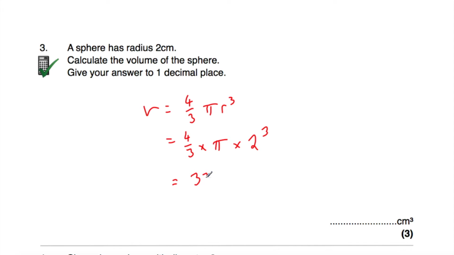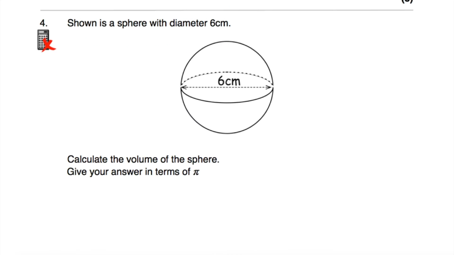When we do that, we get 32/3 pi, or 33.51032 and so on, centimeters cubed. But we've been asked to give our answer to one decimal place, so this would be 33 point, then we've got 51, so it's just going to be 33.5 centimeters cubed, and that's it. And if you got that, well done. Okay, let's have a look at our next question, question number 4.